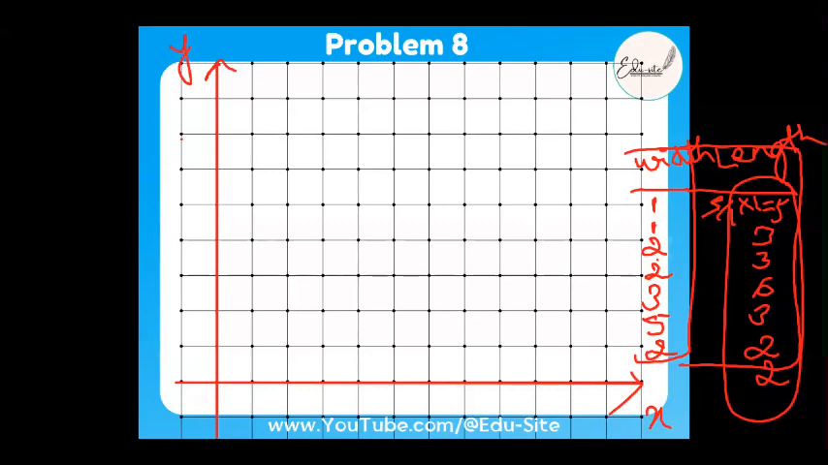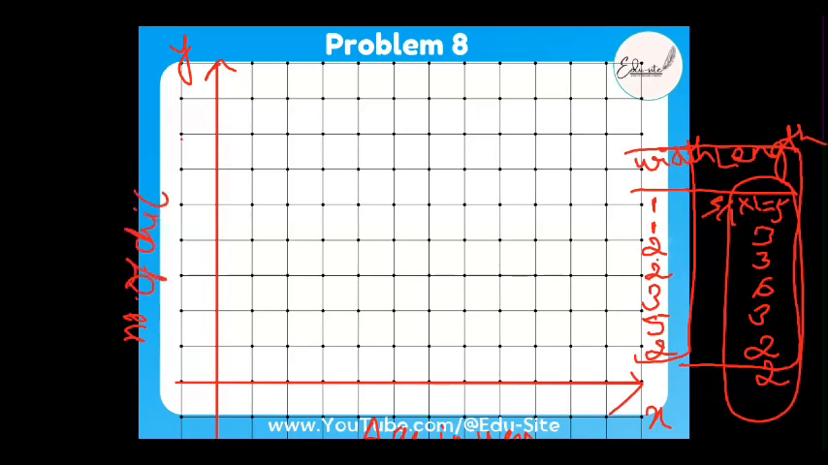Which is this question? 8th question. Yes. Okay. Age. Where will you write age? Age you'll write on x-axis, right? Yes. Age in years. Okay, beta. What will you write on the y-axis? Number of children, right? Number of children.